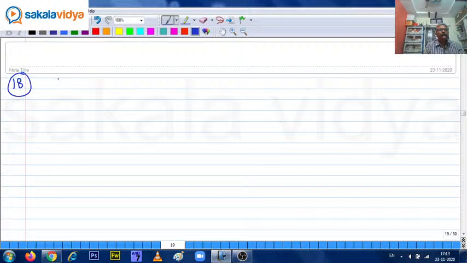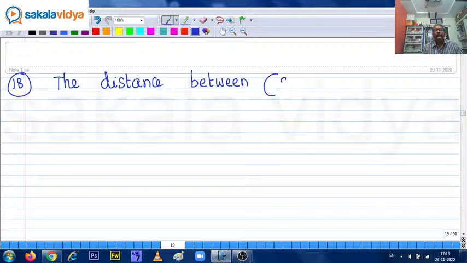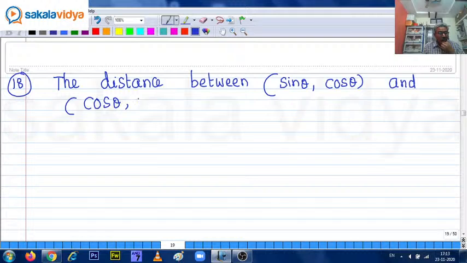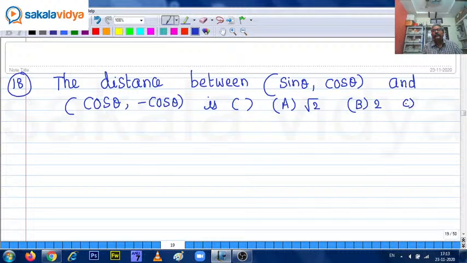Eighteenth problem. The distance between sin theta comma cos theta and cos theta comma minus cos theta is: a root 2, b 2, c root 3, d 1. Just observe the options in this one. Options are independent of theta.